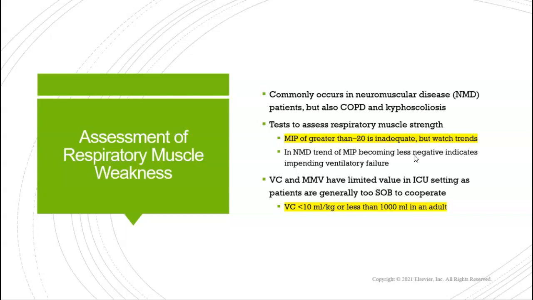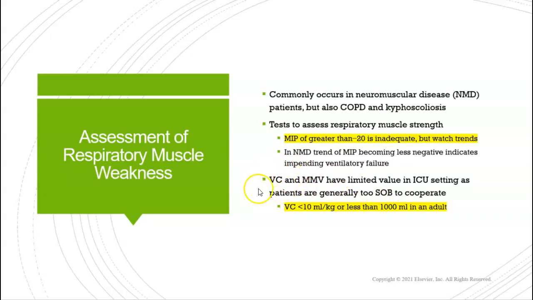Values less than -20 are good, meaning if I'm able to suck in a -30, -40, that is good. That means I've got good inspiratory muscle strength because I'm able to generate more negative pressure. So usually we trend this, typically with our neuromuscular patients, we're doing this at least TID, sometimes more frequently, just to make sure that they're not going into ventilatory failure.